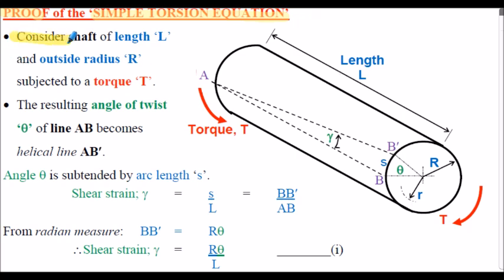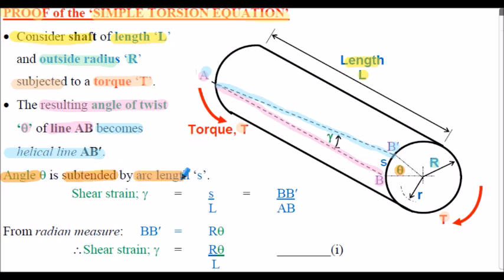So let's consider a shaft of length L, sketched here, having an outside radius of capital R, and being subjected to an applied torque capital T, shown here. The resulting angle of twist, denoted as theta, shown here at the end of line AB, A to B, becomes helical line AB dash, A to B dash. An angle theta, again shown here, is subtended or enclosed by arc length S, shown here on the sketch.